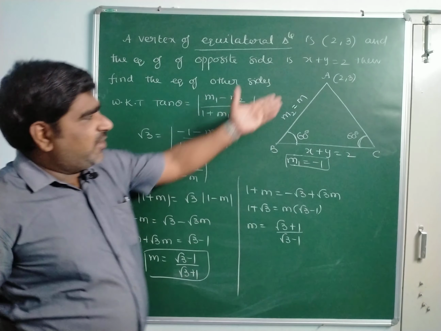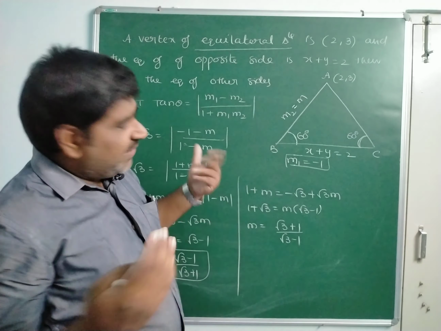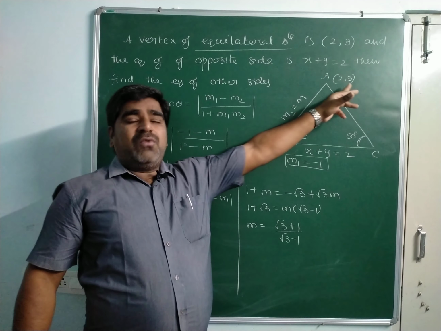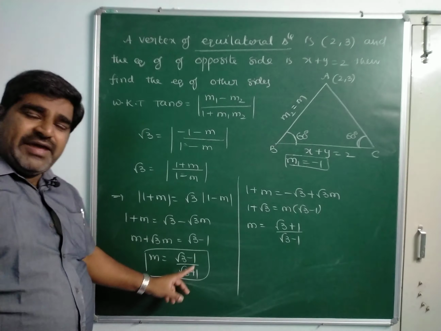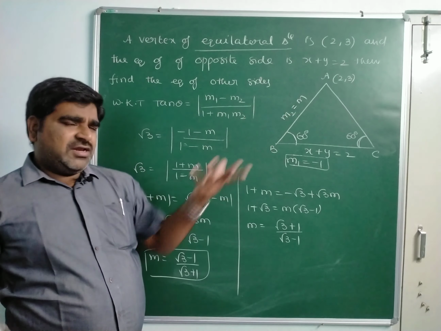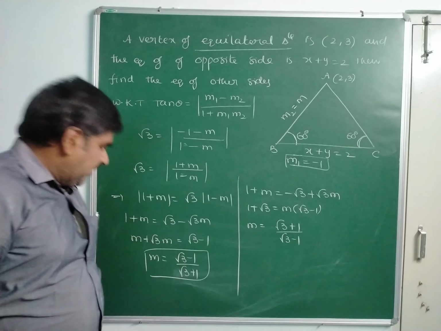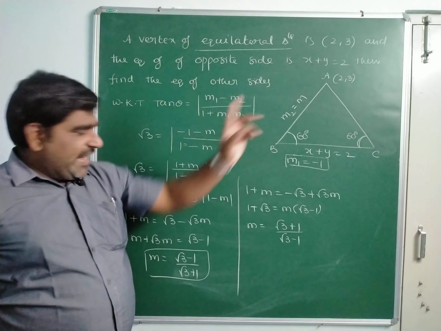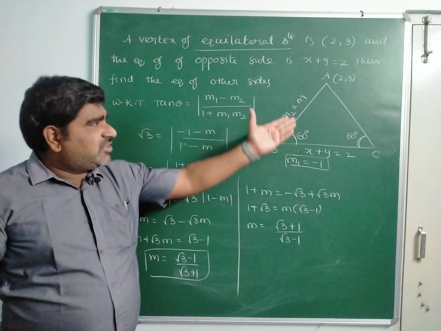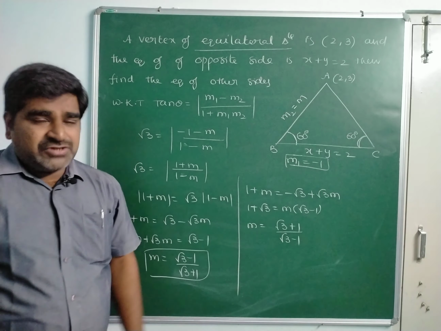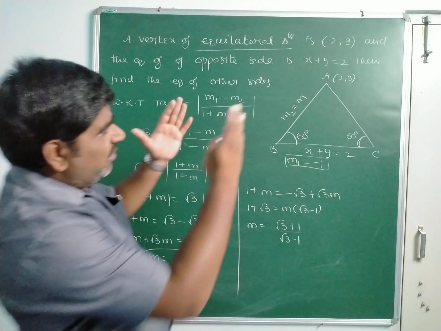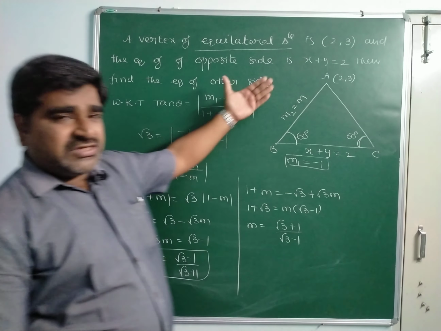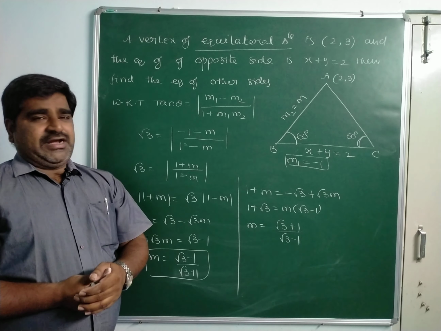If you know the slope and if you know the point, how can you find the equation of the line? y minus y1 is equal to m into (x minus x1). So the equation of AB may be y minus 3 is equal to m, that is (root 3 minus 1) by (root 3 plus 1), into (x minus 2). Leave it like that, it's not a problem. And the equation of AC is y minus 3 is equal to m, which is (root 3 plus 1) by (root 3 minus 1), into (x minus 2). Like that, you can find the equation of a straight line when this type of concept is given. Whenever these two angles are the same, we can use this concept to find the equation of those straight lines.